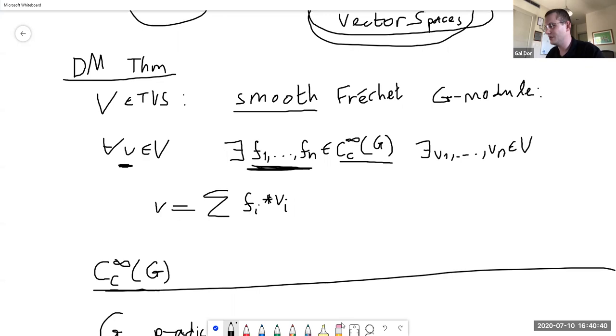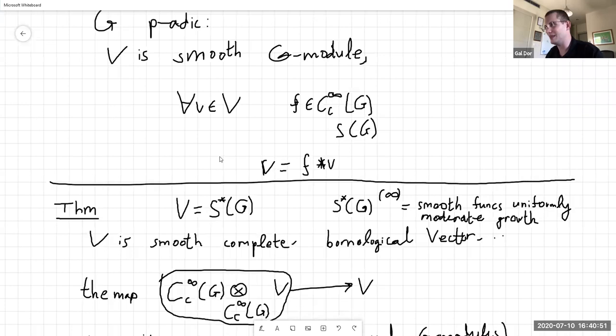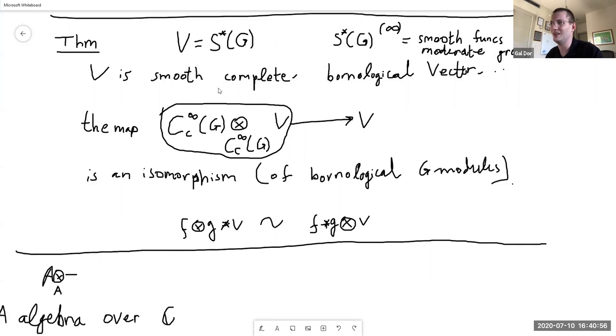I want to say that the proof of the generalization that I mentioned to Bornological vector spaces has absolutely no new ingredients. It's exactly the same as the classical proof. You just need to translate it and it works in general. It's very nice.